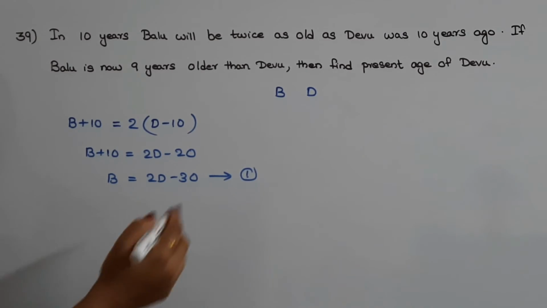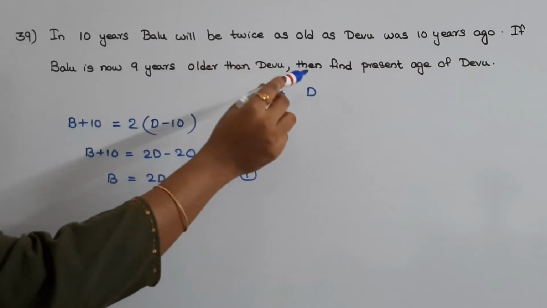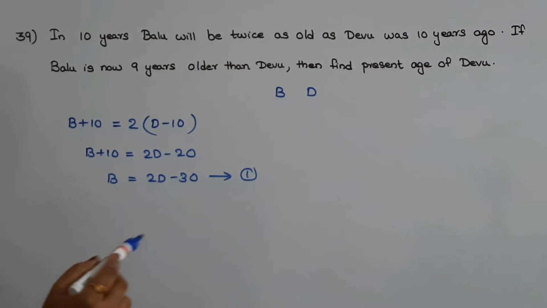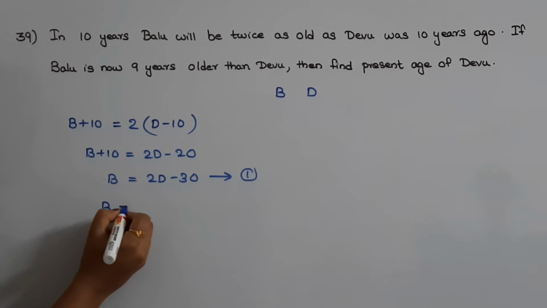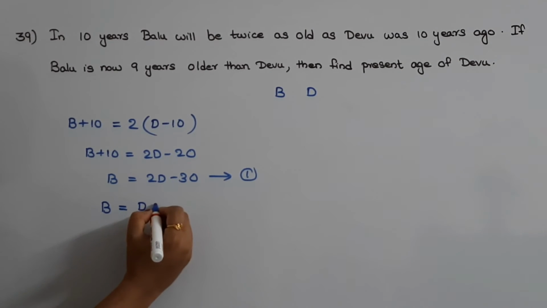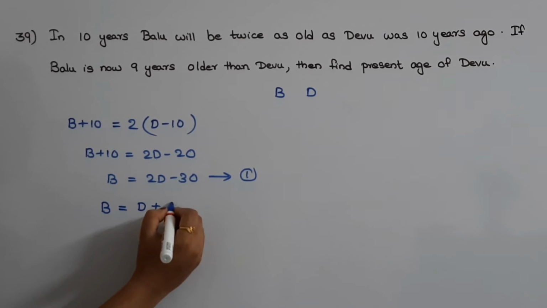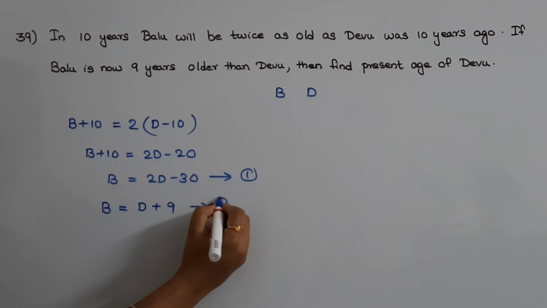Then they are telling that if Balu is now 9 years older than Devu, we need to find out the present age of Devu. So they are telling that at present Balu is 9 years older than Devu, means his age is more than Devu by 9 years. So let us consider this as the second equation.